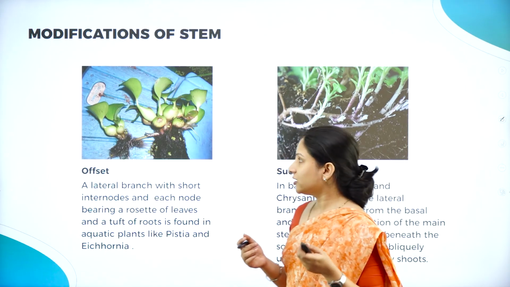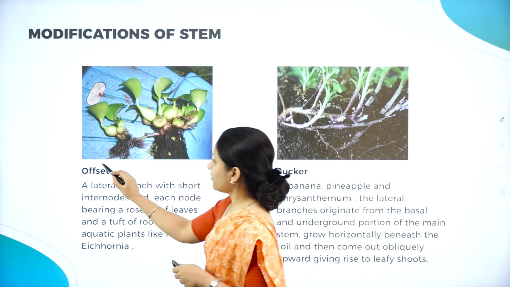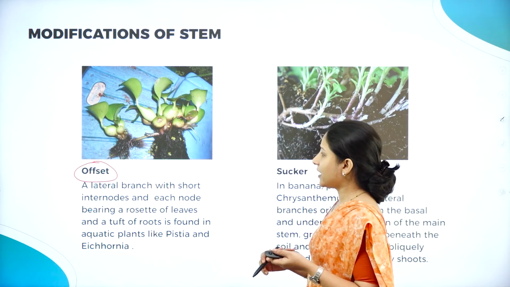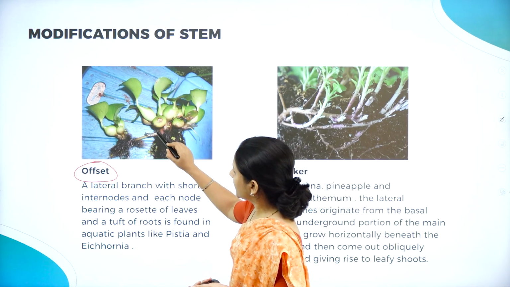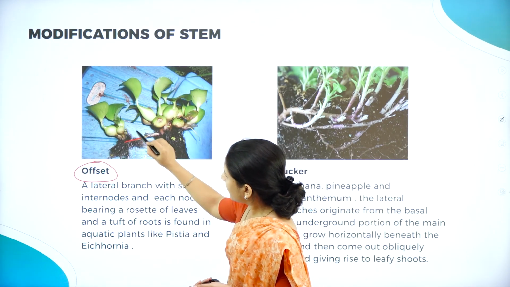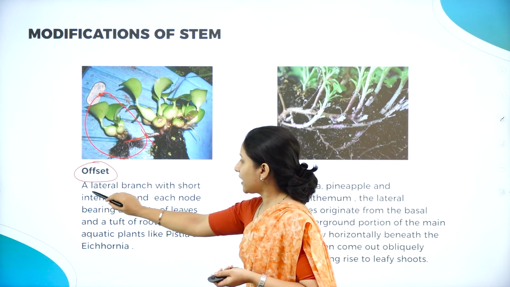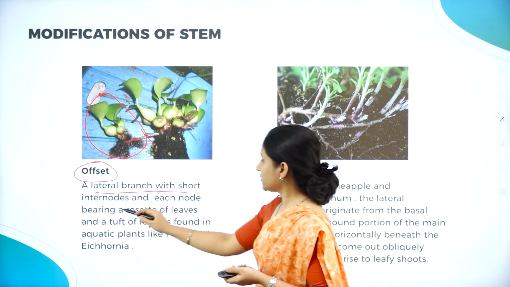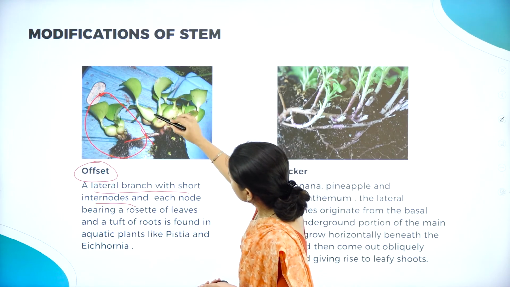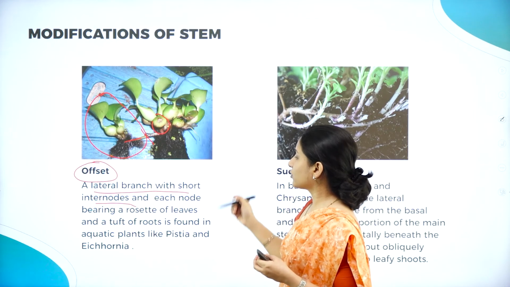So next there are some other modifications which help in propagating the plant, that is, production of offset. An offset is again a lateral branch wherein short internodes will be present, and from this internode one more plant will develop, and this you can cut, and now you have a separate plant for growth. A lateral branch will have short internodes, and each internode will bear a rosette of leaves. Can you see here, this again you can cut and grow into a new plant. You can cut it into different pieces and then grow it into a new plant.